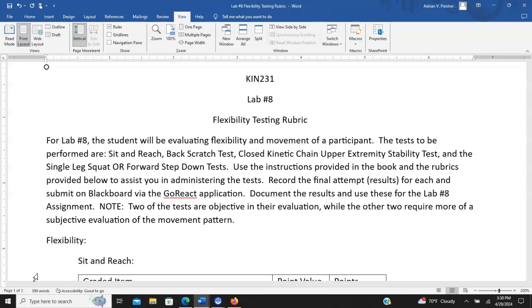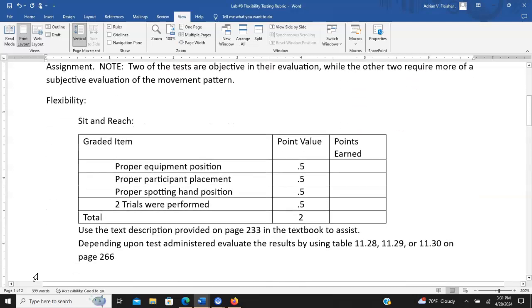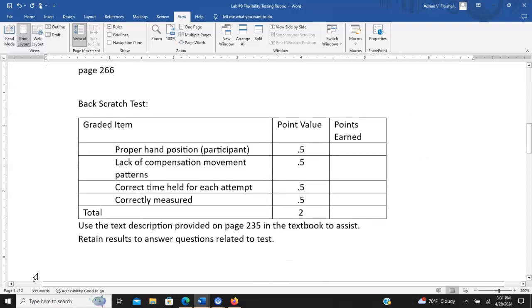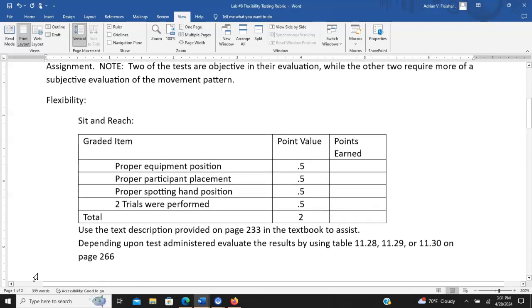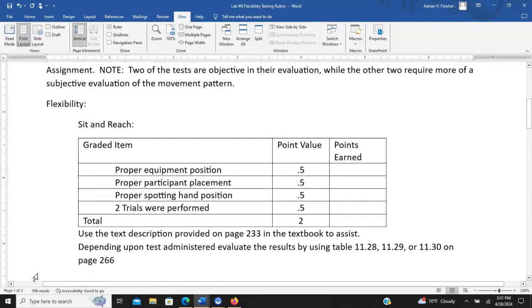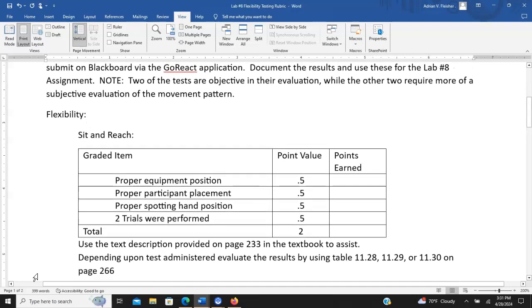So with this, you've got to understand that the first couple tests are pretty absolute, right? You either sit and reach out 23 centimeters, 10 and a half inches, or you don't. So it's pretty absolute and pretty objective. But as we go through this, you'll find there's a little more subjectivity involved. But real quick, what I want to get across is this. When you look at this, use the rubric to help guide you.